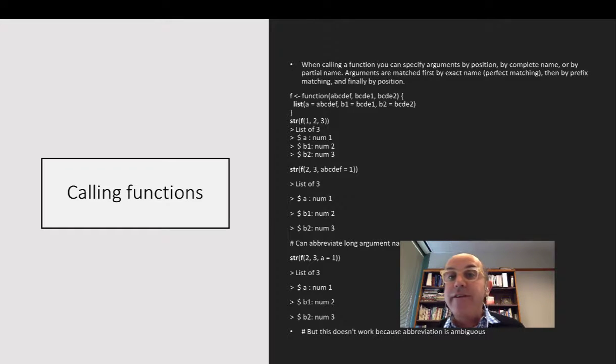So what is a calling function? You can call a function and specify arguments by position, by complete name, or by partial name. The arguments are matched first by exact name, then by prefix matching, and then finally by position. And I gave you an example of how it looks and how to define them in order for you to perfectly match with regard to exact name, prefix, and finally position.